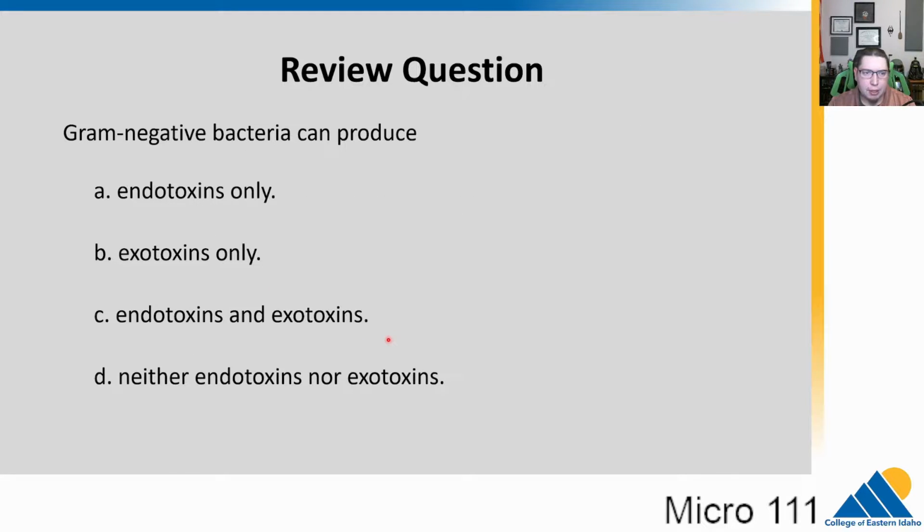Okay, here's another one. Gram-negative bacteria can produce A, endotoxins only, B, exotoxins only, C, endotoxins and exotoxins, or D, neither endotoxins nor exotoxins. Go ahead and think about these. Pause the video.